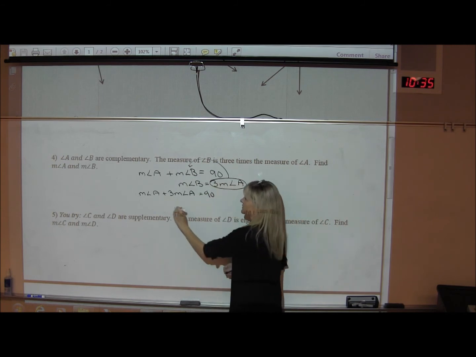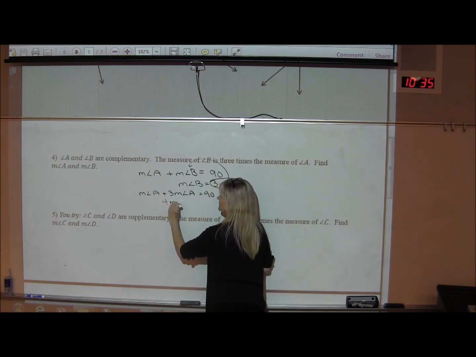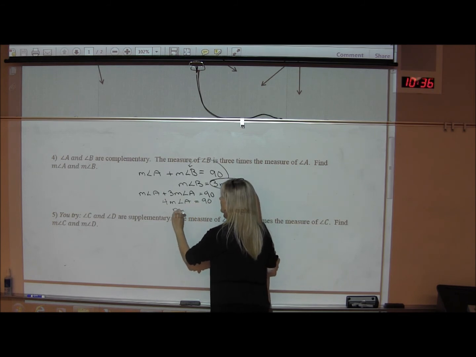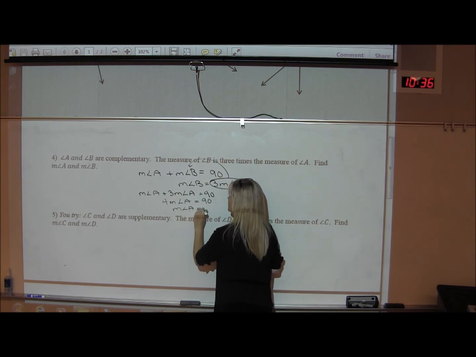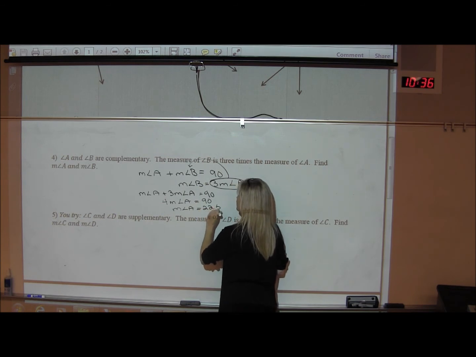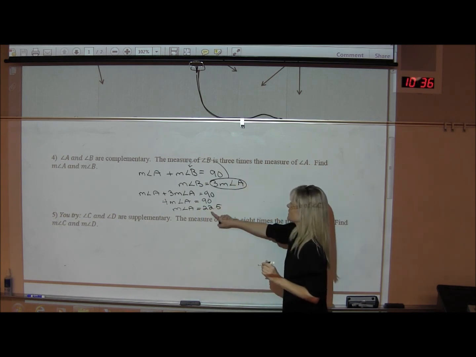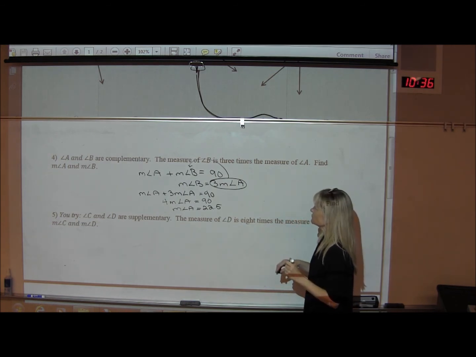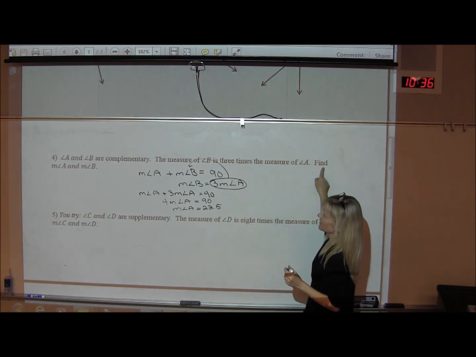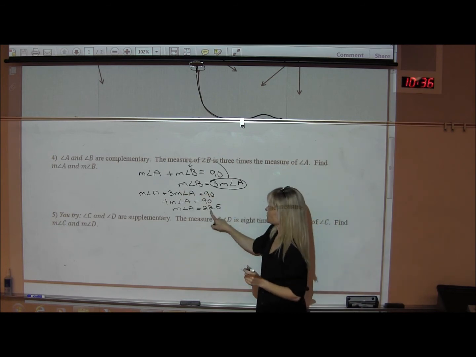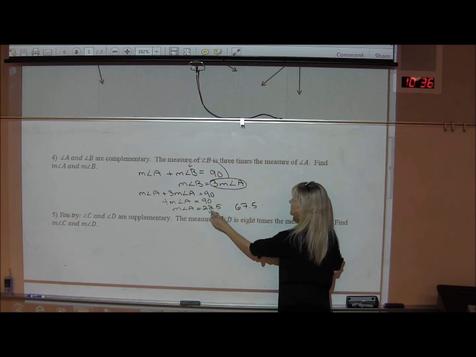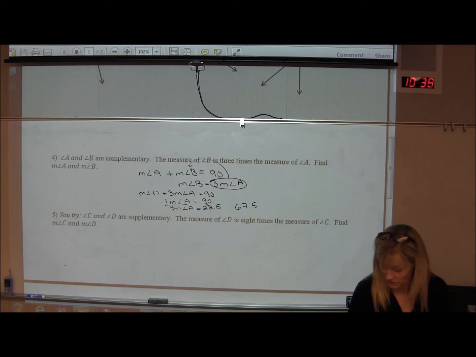So then measure of angle A plus 3 measure of angle A equals 90. So that means 4 times the measure of angle A equals 90. So measure of angle A equals, it's 22.5, right? I think that's right. Yep, 22.5. So then you have to find the measure of angle B too. So you can subtract this from 90 and it would give you 67.5. Yep, that's right.